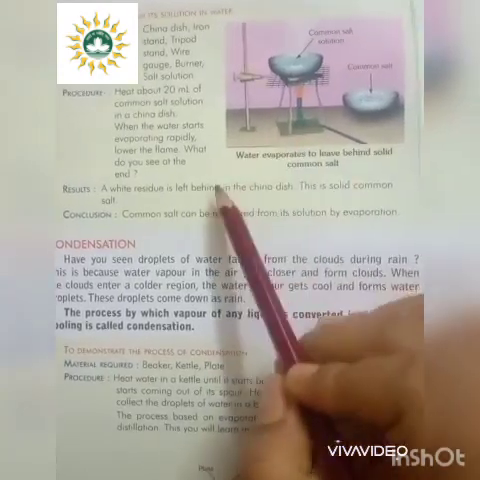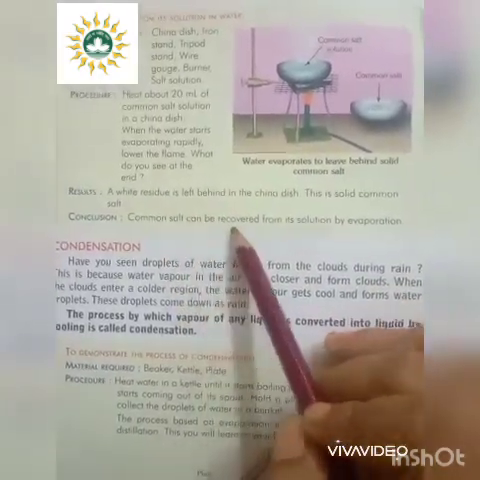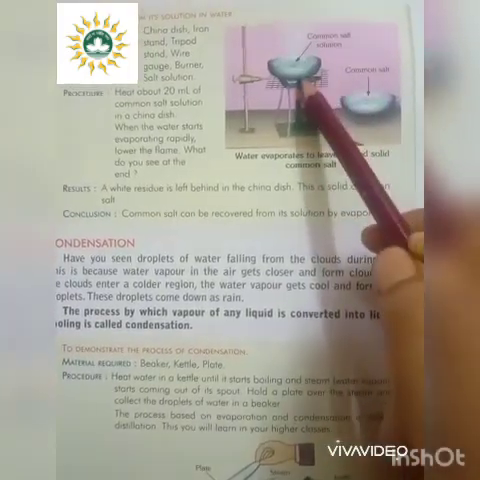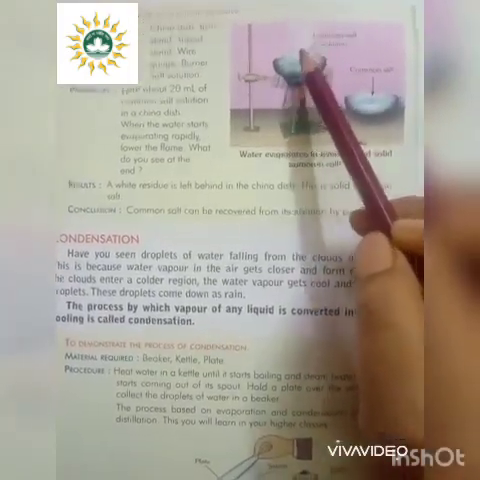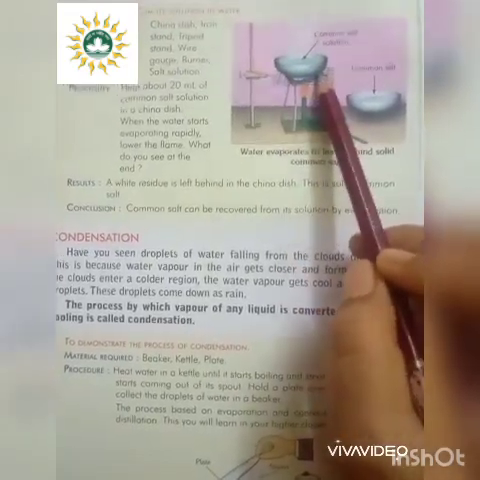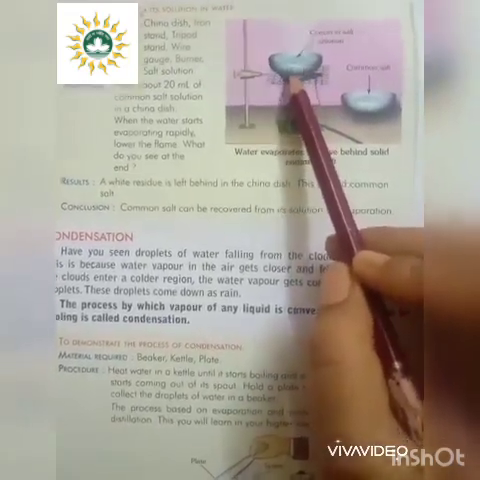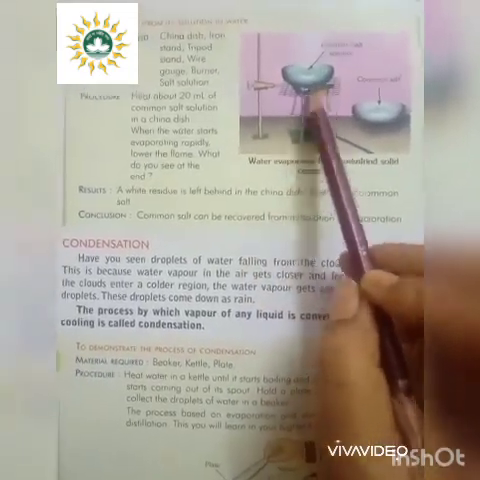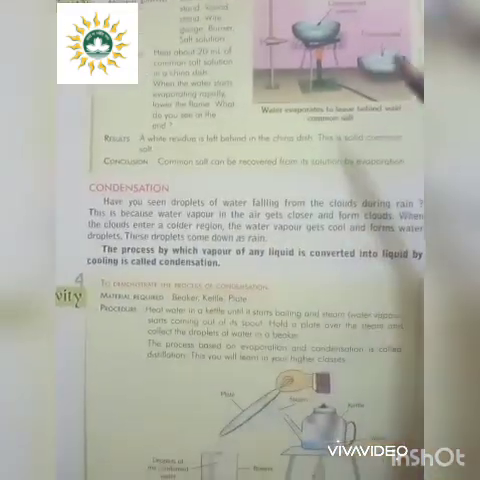So what is the conclusion here? That common salt can be recovered from its solution by the evaporation method. We have evaporated whatever amount of water was in the common salt solution, and at the end, whatever is left behind in the china dish is the salt which we have recovered. So this is the method of evaporation.